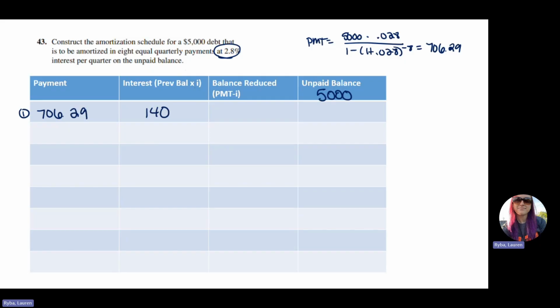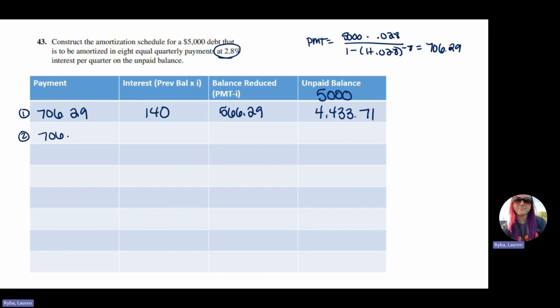Now we calculate the balance reduced. Take your payment minus your interest. So 706.29 minus 140 means that $566.29 is going to go then towards your principal. That is how much your balance is going to be reduced by. So then I can take that 5,000 minus the 566.29, and my remaining balance as of now is $4,433.71.